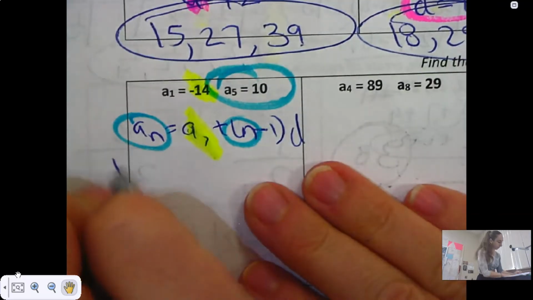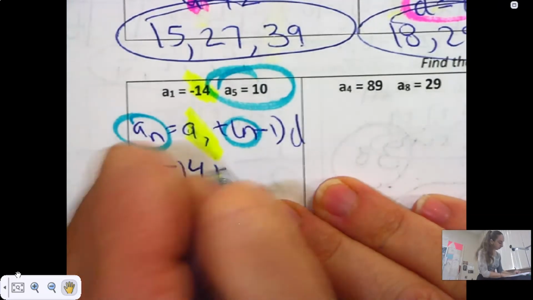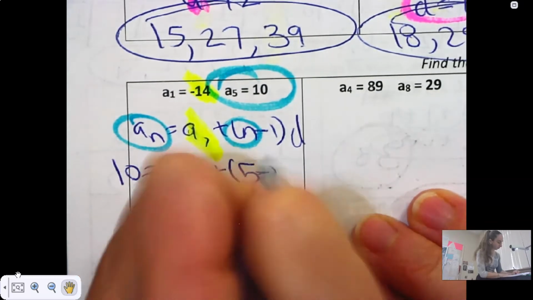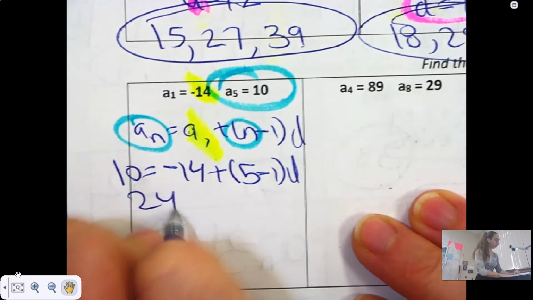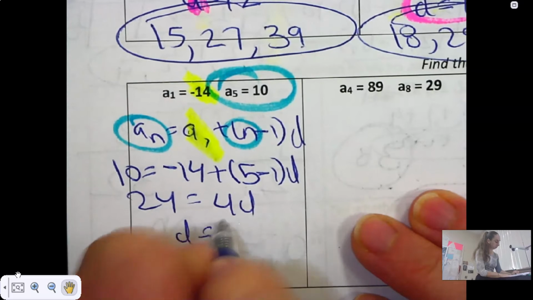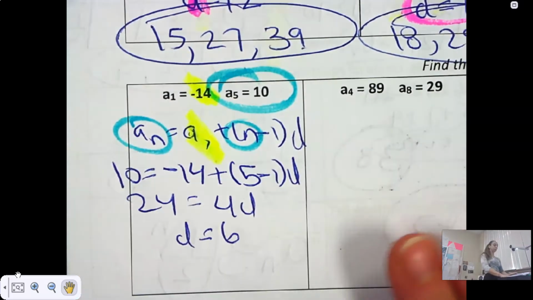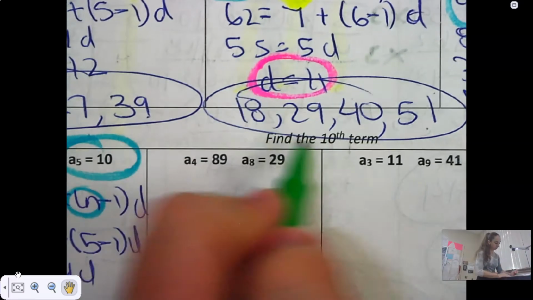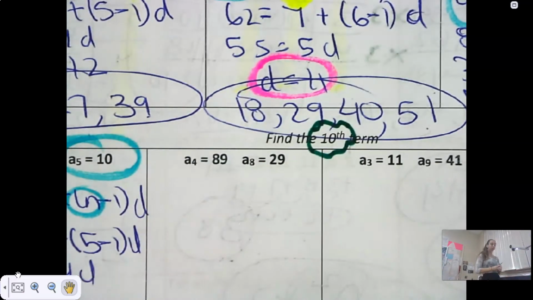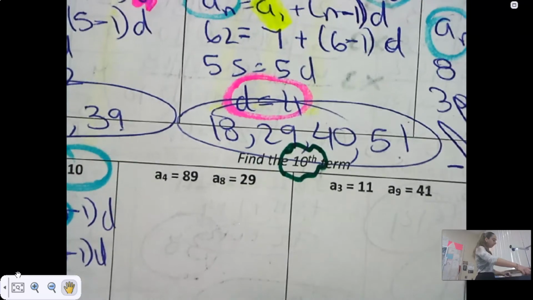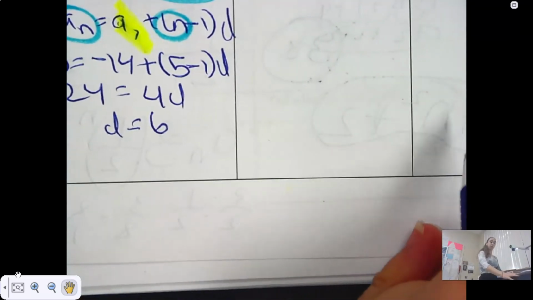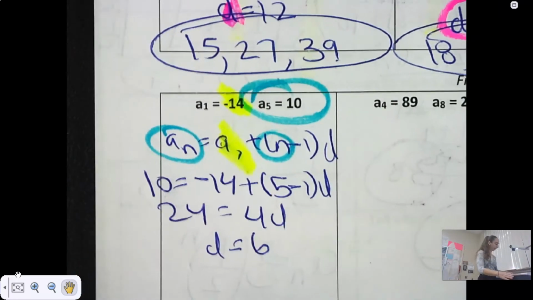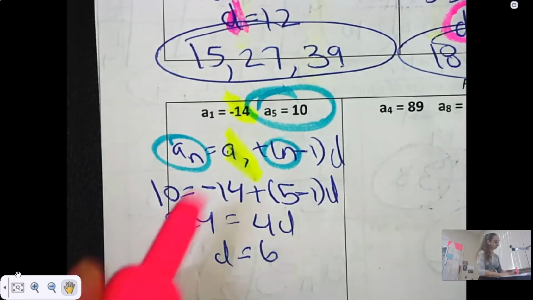So 10 equals negative 14 plus 5 minus 1 times d, so 4d. D equals 6. Oh, they want something different because they don't want you to fill it in now. They want the 10th term. Okay, well, I'm not going to list out all the numbers, but I do have my pattern, and I do have my a sub 1.